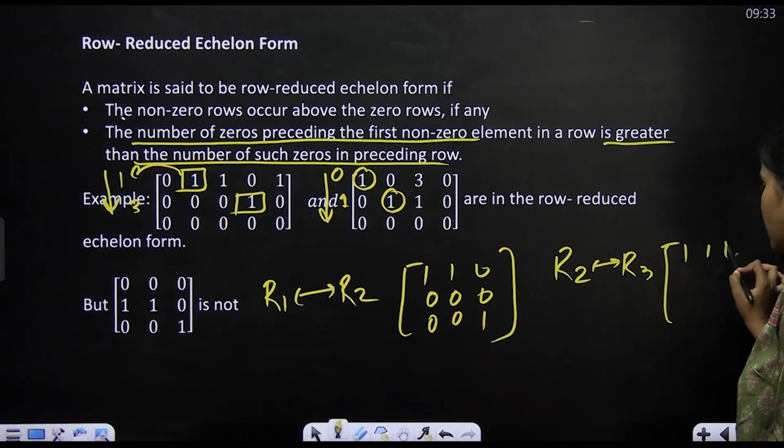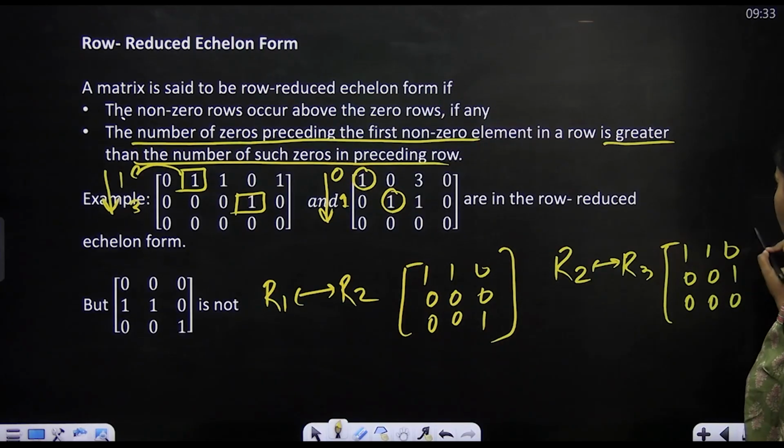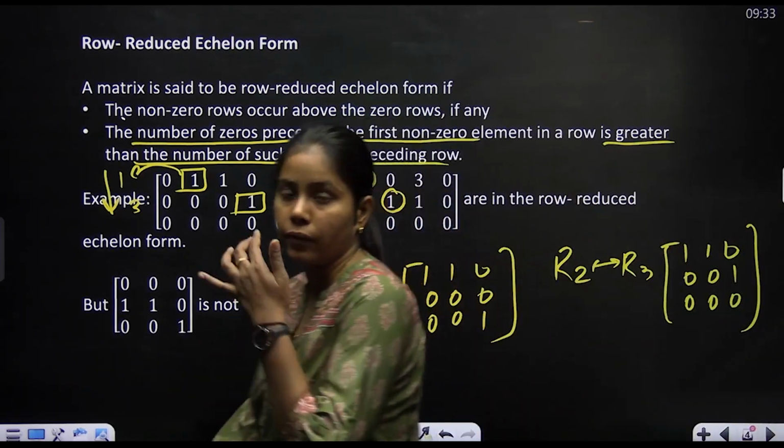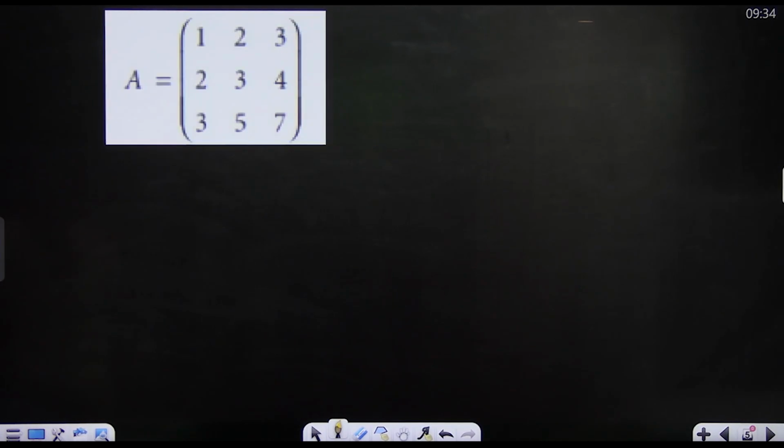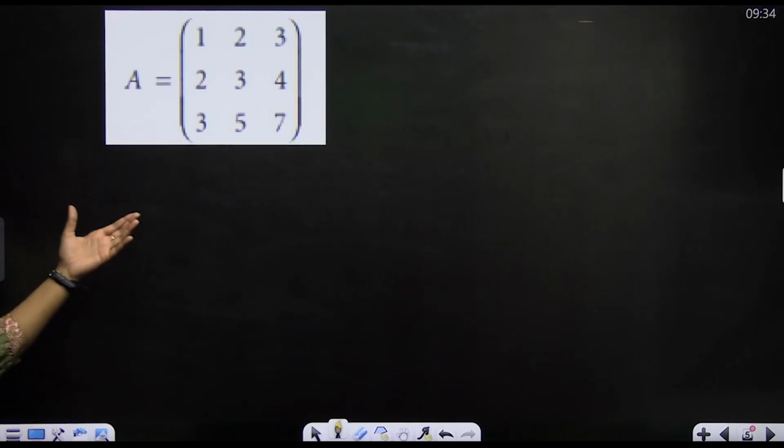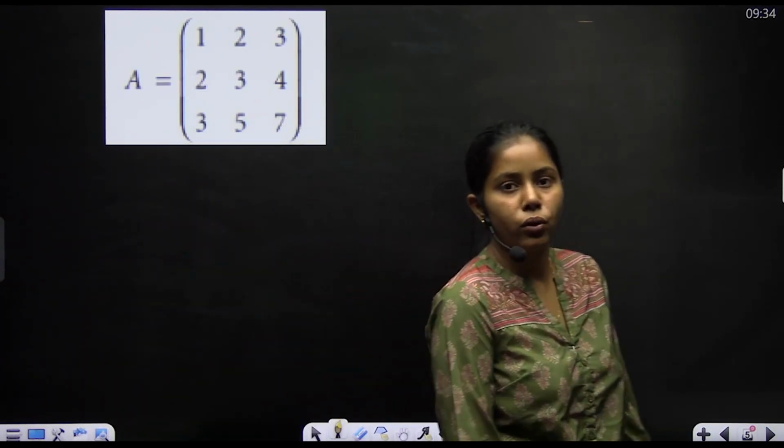1 1 0 and 0 0 1 and 0 0 0. Now it is in my row reduced echelon form. So any matrix, you can convert it into a row reduced echelon form. Now the question arises: can you convert this matrix A into row reduced echelon form?